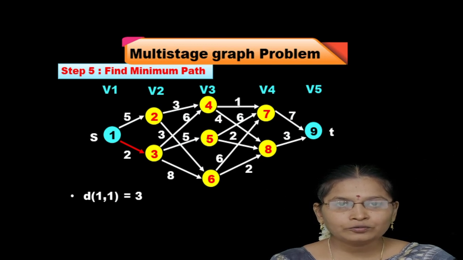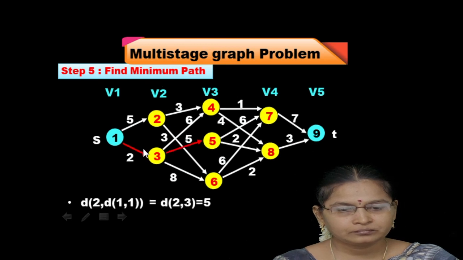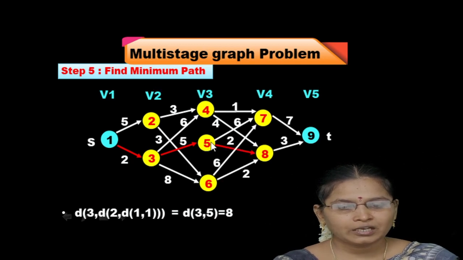First, we have to frame the path. So, D of 1, 1 is 3. So, construct the path from the node 1 to 3. It is highlighted in this diagram. Next, D of 2, 3 is 5. So, construct the path from the node 3 to 5. Next, D of 3, 5 is 8. So, there is a path, minimum path from 5 to 8.